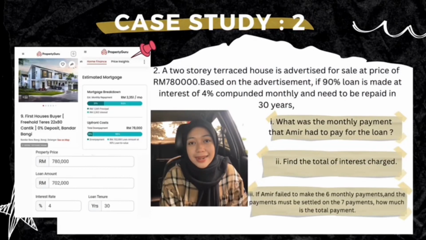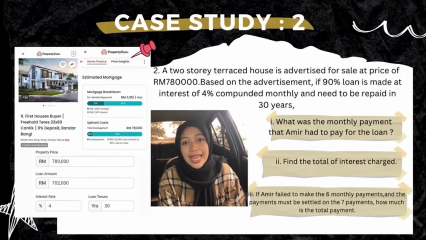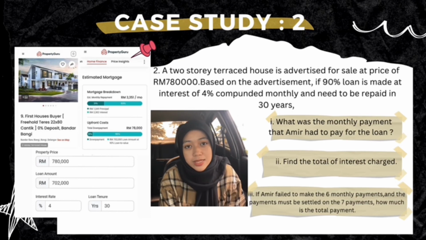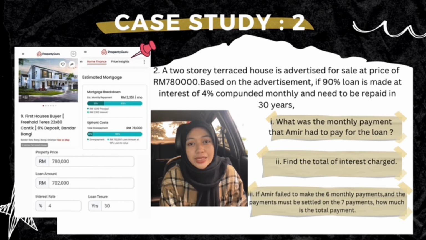A two-story terrace house is advertised for sale at a price of 780,000. Based on the advertisement, if a 90% loan is made at an interest rate of 4% compounded monthly and needs to be repaid in 30 years, question first: what was the monthly payment that Amir had to pay for the loan? Second question, find the total interest charge I. Third question, if Amir failed to make the 6th monthly payment and the payment must be settled on the 7th payment, how much is the total payment?